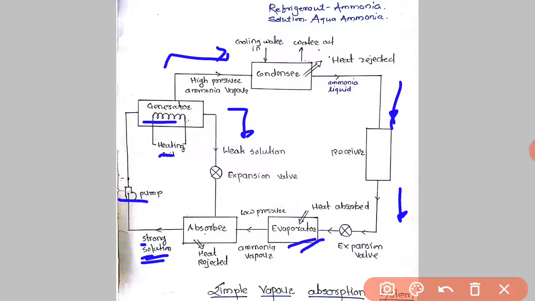So this is called the simple vapor absorption system. In this system, the refrigerant is ammonia and the solution is aqua ammonia solution. So here water has the ability to absorb a large amount of ammonia vapors, and a strong solution of aqua ammonia gets formed.